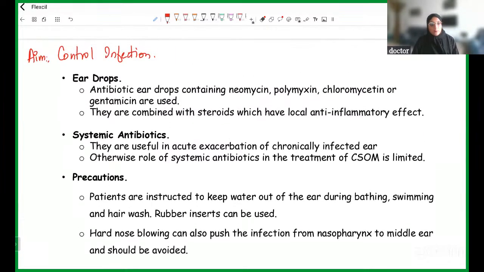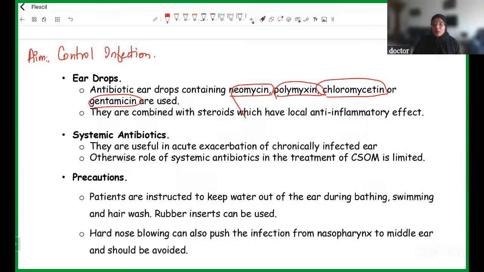So ear drops, what are ear drops? You can give them antibiotic ear drops, okay, that contain neomycin or polymyxin or gentamicin. See, neomycin, polymyxin, gentamicin, chloromycetin, any of the antibiotic ear drops you can give. Okay, and these can be combined with steroids also, that can give an anti-inflammatory effect. Now, this should be done 3 or 4 times in a day.